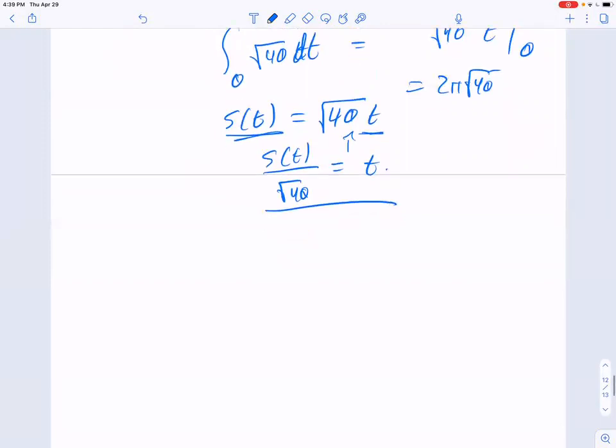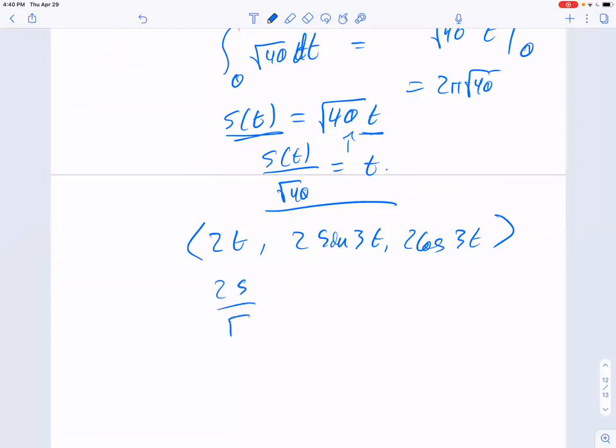So what does that look like? Remember, our original curve was 2t, 2 sine 3t, and 2 cosine 3t. Plugging this back in, I'm not going to write s of t, so I'll just write s. That gives s over root 40, 2 sine 3s over root 40, and 2 cosine 3s over root 40. And that should be your arc length parameterization.